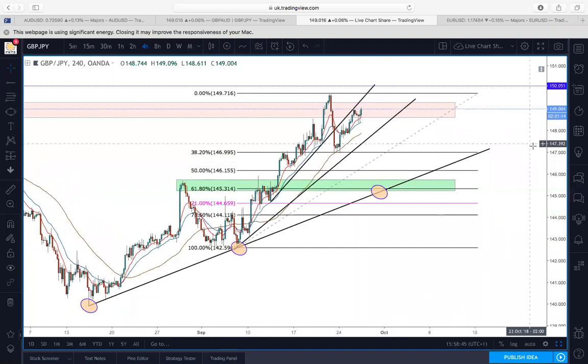Now, once again, this is my analysis. This is my bias. What I'm doing now is waiting for an entry signal, which aligns with my strategy.